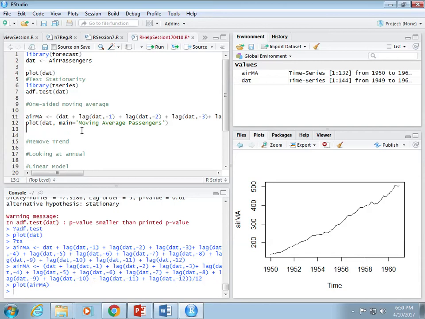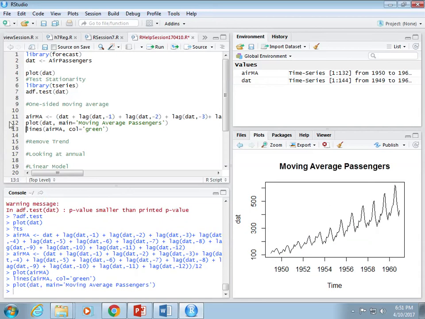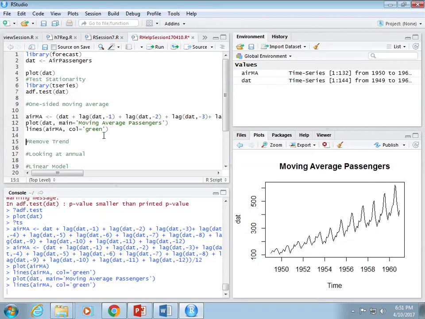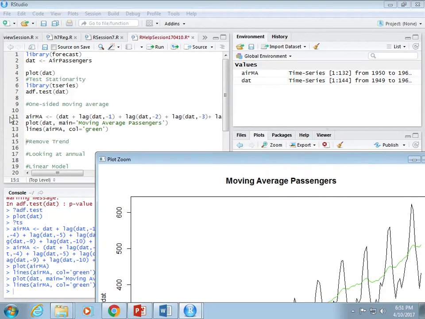And then lines error average color equals green. Okay. So now we'll plot the data, and on top of that, I'm plotting the moving average. So you should get a plot sort of like this. I'll show you the code again.